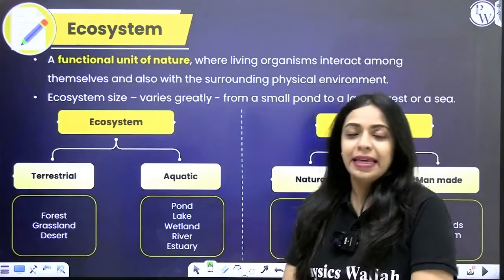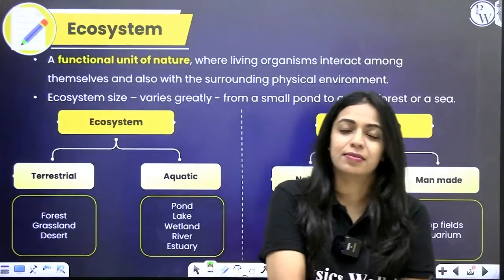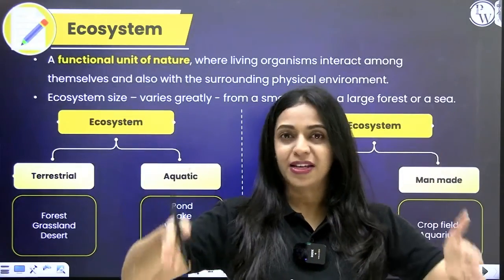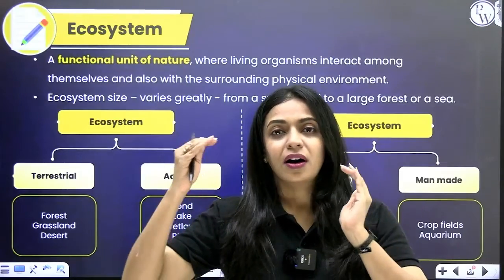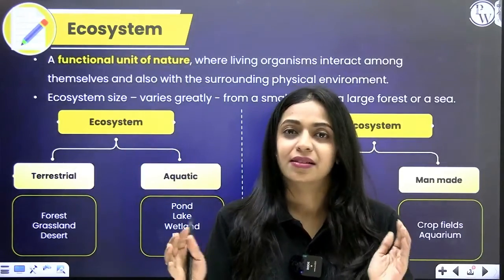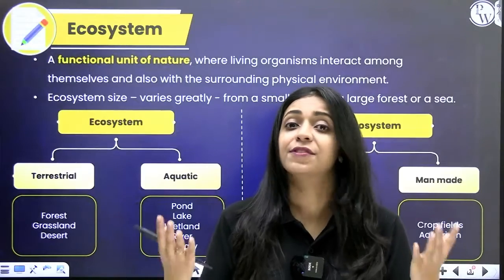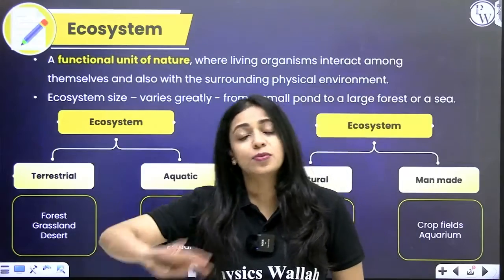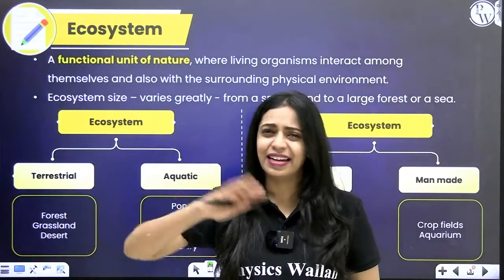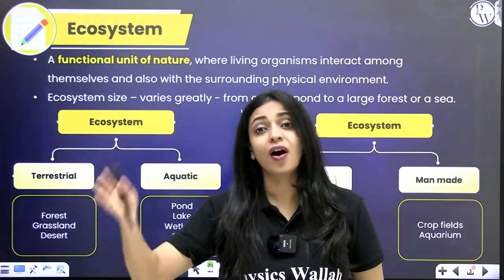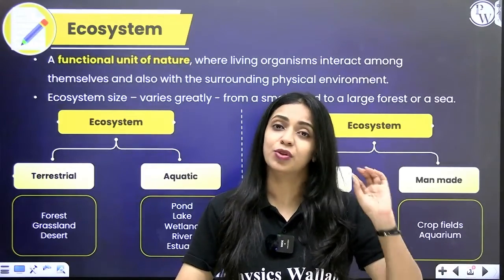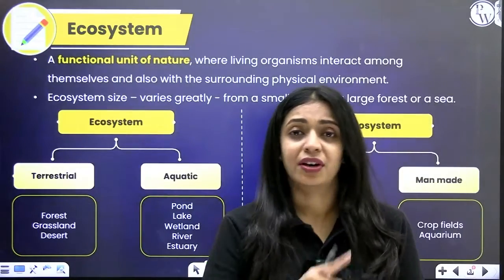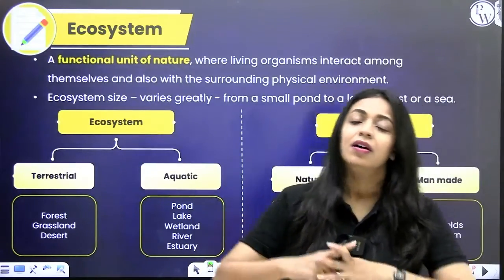Ecosystem. Eco is basically when you're learning about your environment. A system is a system that is present in your environment. So an ecosystem is a functional unit of nature. It is a self-sustainable functional unit of nature where living organisms or biotic components are constantly interacting among themselves and also are interacting with the non-living components or the abiotic components of nature, such as water and soil and sunlight and temperature, all of that.